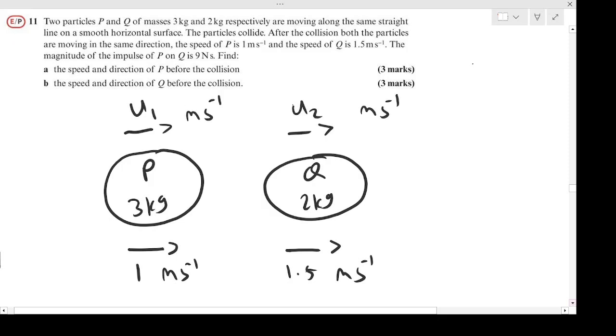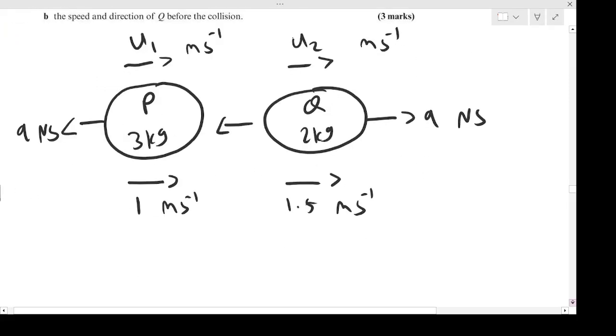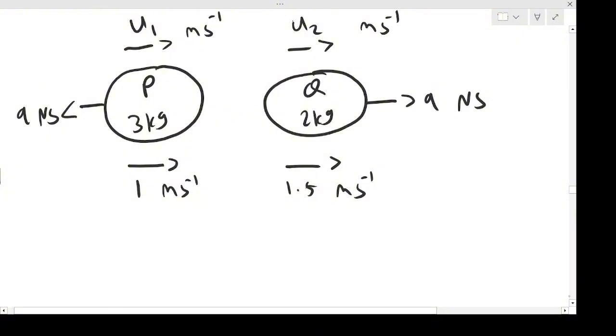But actually what I am also told is what the impulses are. So the impulses are 9 Newton seconds. Remember, P is going to push into Q, so Q is going to have an impulse here. The impulse is 9. Likewise, Q is going to push into P, so P is going to get an impulse here, which is also going to be 9, right? So actually, I don't even need to use conservation of momentum because I can just use the impulses instead for both of them, right?